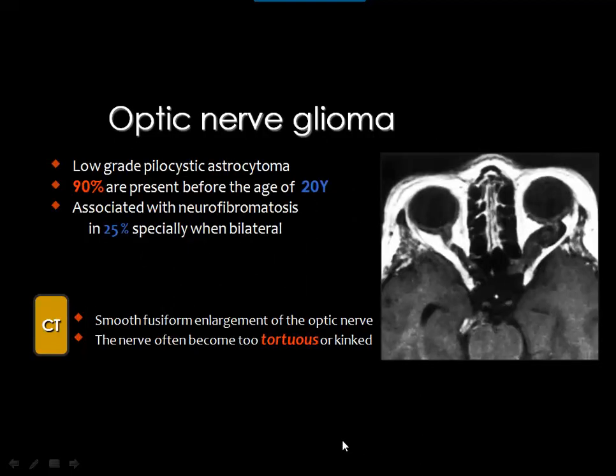The glioma is the second lesion affecting the optic nerve, usually of the low-grade pilocytic type, and 90% of the cases are seen before the age of 20, meaning that this is a lesion of the pediatric age group, and in about 25% of cases the lesion is bilateral and is associated with neurofibromatosis type 1. One of the most important signs is that you cannot identify the fibers of the optic nerve within the tumor mass. And the second one is the tortuosity or kinking appearance of the optic nerve.